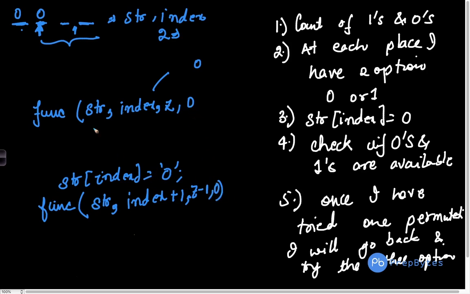After this, we put 0 here, the function gets called again, and we put 0 here. Once I put 0, index plus 1 and z minus 1 happen, and the function gets called again. At this particular place, I am done with my number of zeros, and I have ones left. For the rest of these places, I have no option but to put ones. So I'll run a loop here that will do nothing but fill the rest of the places with 1.